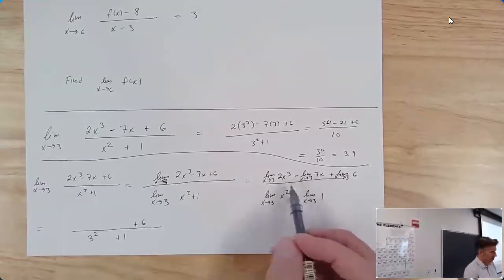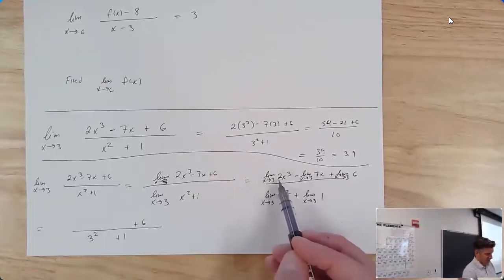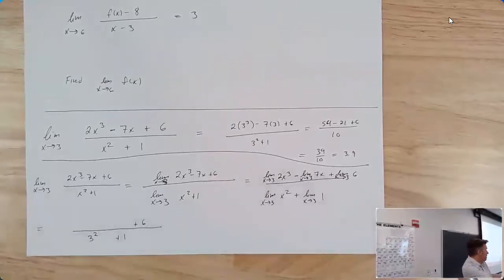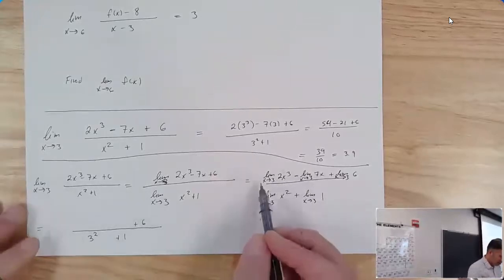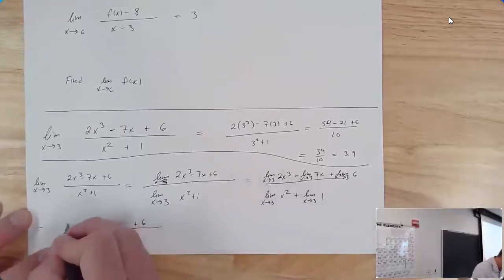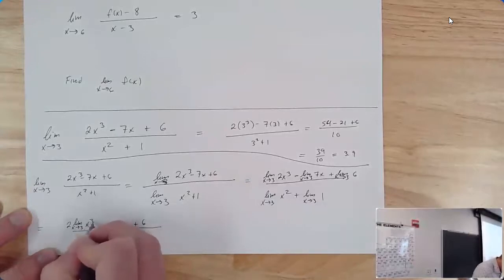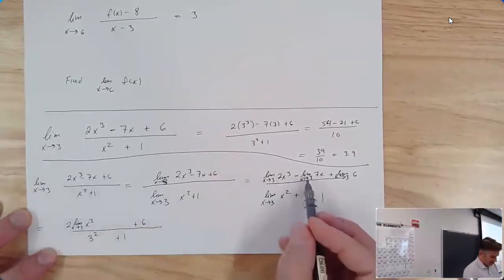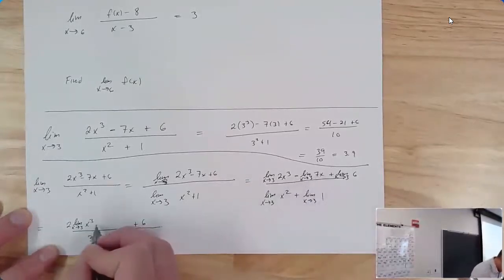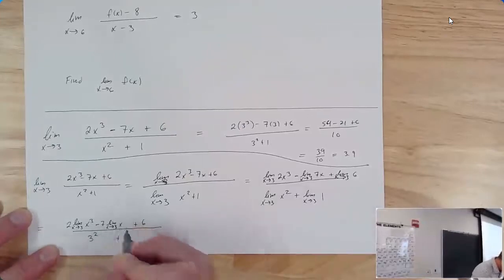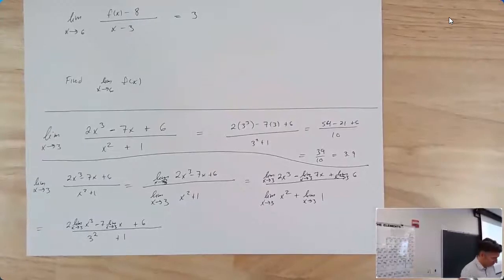These ones require a little bit more work first. Before we can do these limits, there's another rule that says if you have the limit of a constant times a function, you can pull the constant out in front of the limit. So this limit of 2x cubed becomes 2 times the limit as x approaches 3 of x cubed. And this minus limit of x approaches 3 of 7x becomes minus 7 times the limit as x approaches 3 of x.